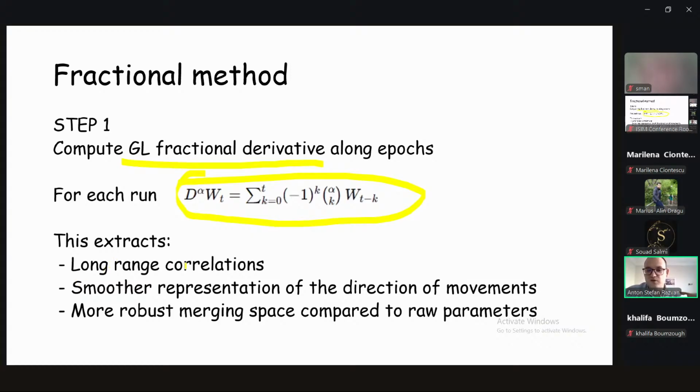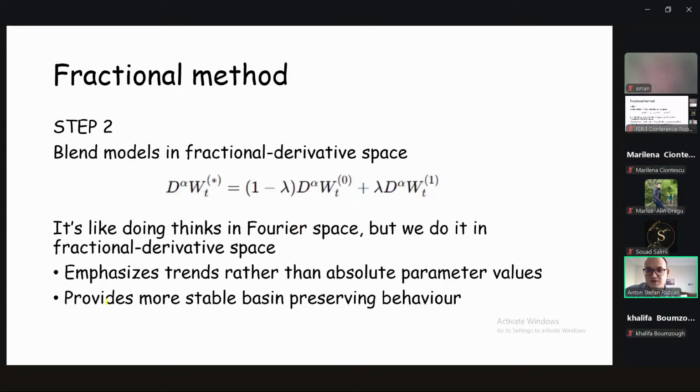This extracts your long-range correlations. It provides a smoother representation of the direction of movements, and it allows for a more robust merging space compared to just using the raw parameters. So that's what I'm doing. I'm just doing merging, but instead of doing it in the parameter space, I'm doing it in a fractional derivative space, which is sort of like working in the Fourier space.